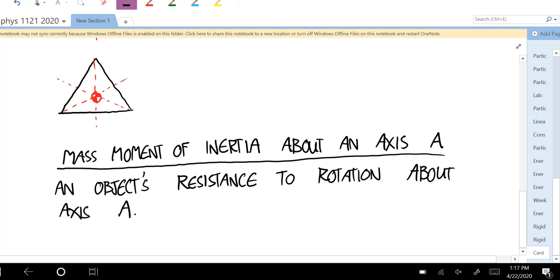So you can imagine an object having a hinge at the point A. If we're thinking in 2D, that axis is just a point. It's going into and out of the page. And if you have a hinge at that point, the question is, how hard is that body to get rotating around that hinge?